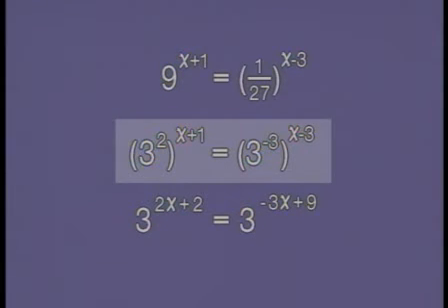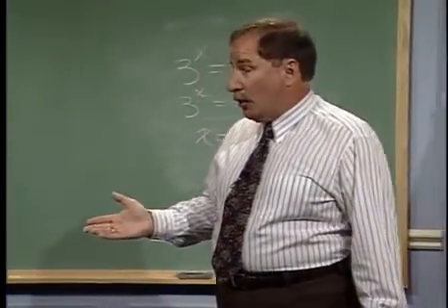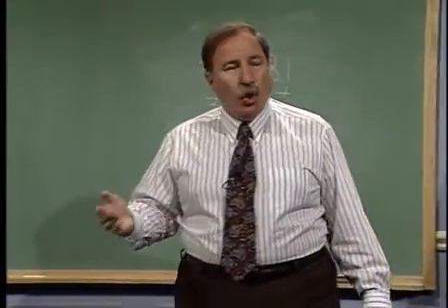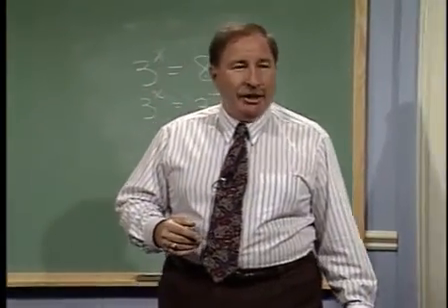And now we use exactly what we did in the previous problem. We multiply, because raising a base to a power, you multiply the powers, and we get 3 to the 2x plus 2 equals 3 to the negative 3x plus 9. Now we're back in the situation. We have an equation, equal bases. We set the powers equal to each other, and that's what we've done in the next visual.